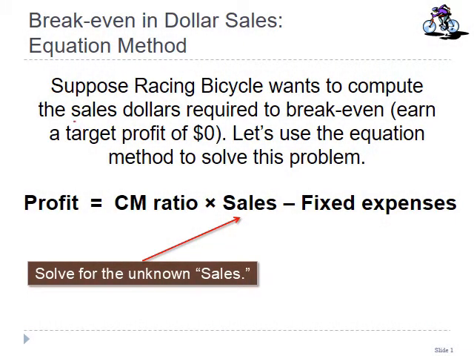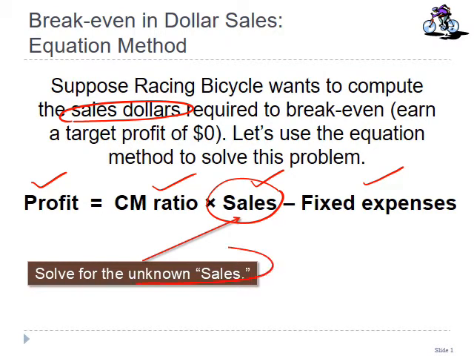So what if we want to find out the dollar sales? So dollar sales, you remember our formula that profit is equal to CM ratio multiplied by the sales minus fixed cost. In that case, this sales is for unknown sales. How much in number of sales dollars, like how much we sell in number of dollars in order to achieve break-even, right?